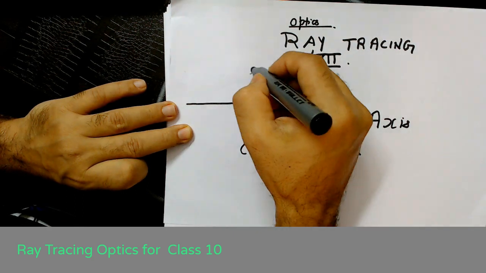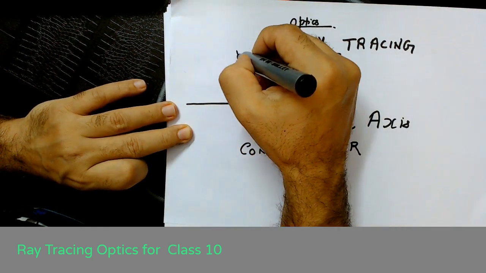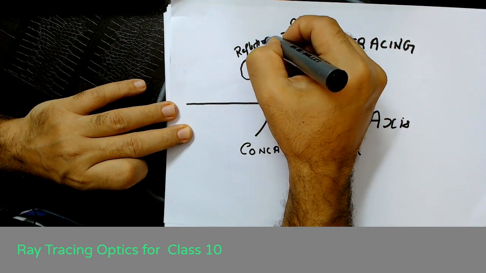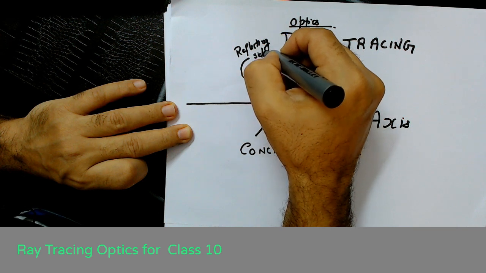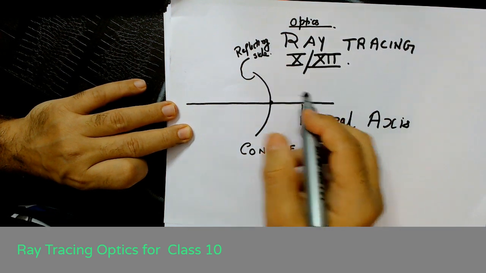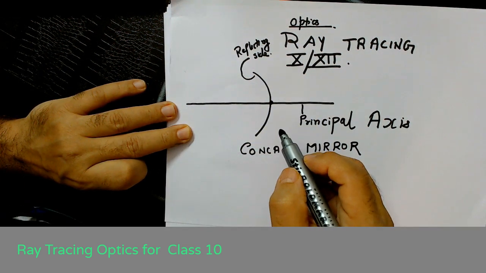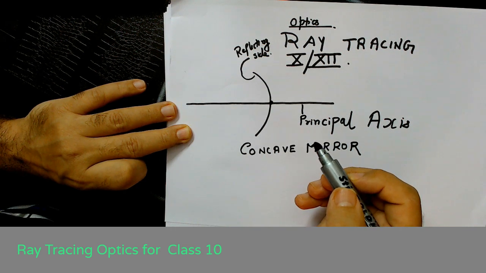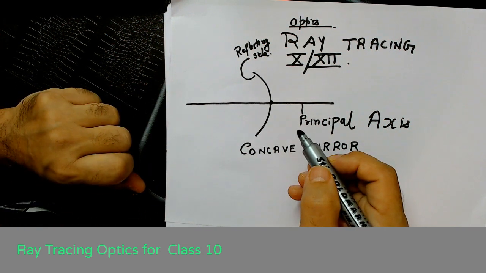So the reflecting side is the left-hand side. You must understand that the light will come, strike this, and get reflected from this reflecting side. Now, you necessarily need to make three types of rays. The intersection of these three rays will give you the position of the image.